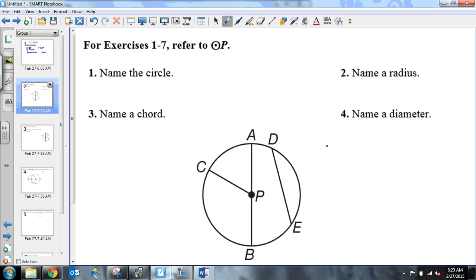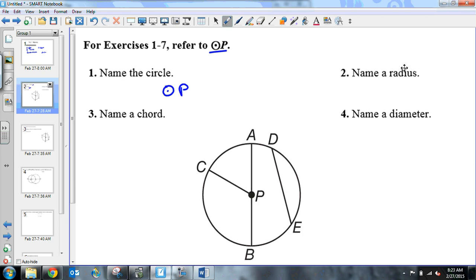So let's take a look at numbers 1 through 4, and we're going to look at this circle here. We want to first name the circle. It's already named for us. We use a circle symbol with a point in the middle to tell that we're talking about a circle, and then we use the center of the circle, which is point P. So that's how we name the circle.